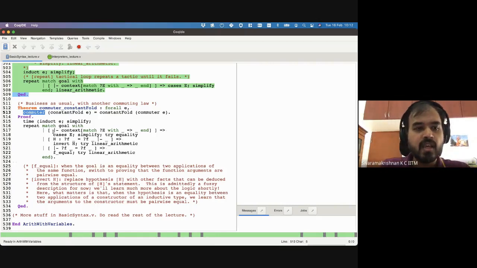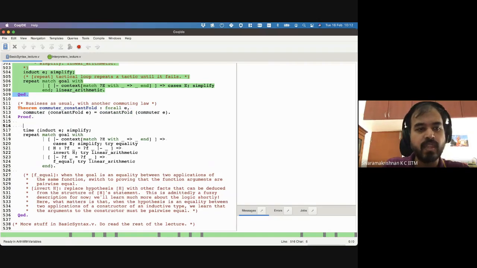If you apply constant fold on an expression and then commute it, it's the same as first commuting and then applying constant fold. Intuitively, we believe that this is true. But because there are so many cases within constant fold, this gets very, very tedious. So here is a very short proof, but let me tell you how we arrive at this proof.